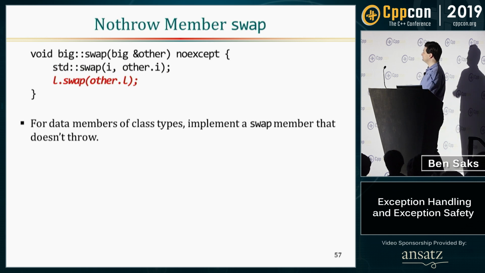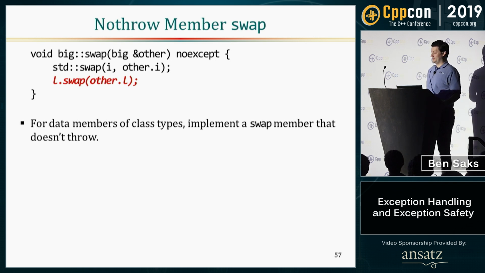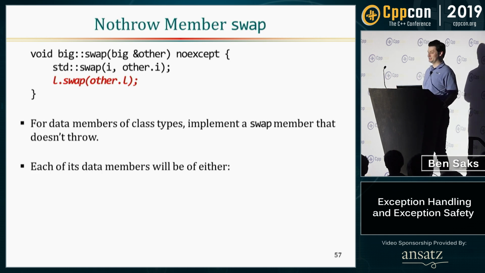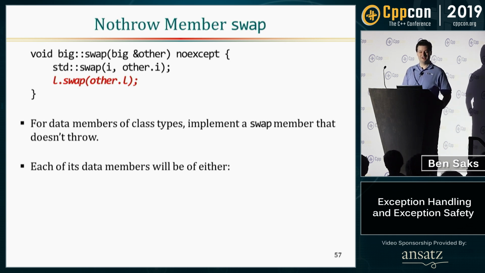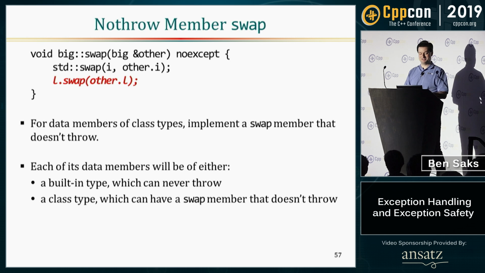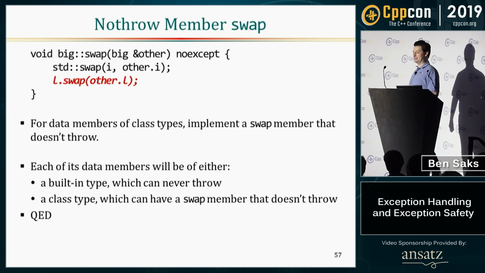The other line, we have a data member of a class type, little. For data members of class types, we can implement a swap function that doesn't throw, that can swap the values of those class data members. Okay, but how do I know that little's swap function doesn't throw? Well, what could the data members of little be? They could be built-in types, which never throw, or they could be other class types that have swap member functions that don't throw. Proof by recursion. QED.